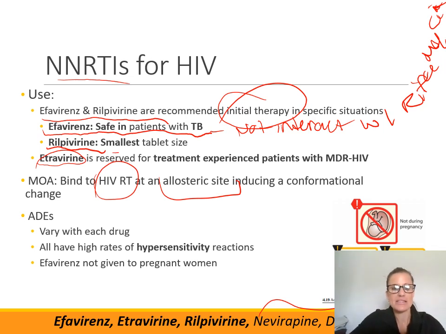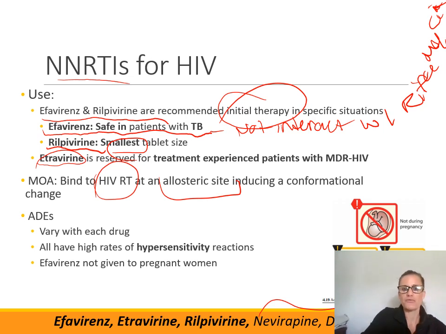Rilpivirine is the smallest tablet size, so it's good initial therapy in patients who have difficulty swallowing. And this might not sound like a big deal, but because of damage to the mucosa, it actually is relatively common in HIV patients, especially once we've progressed to AIDS. It is common to have trouble swallowing. So if the person has trouble swallowing, and some of these tablets are huge, this one has the smallest tablet size, so it might be important.